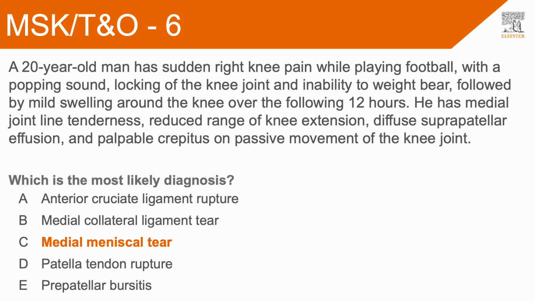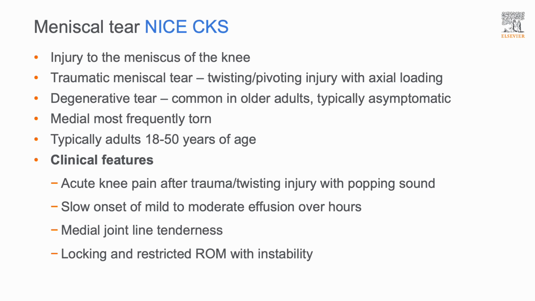The correct answer is C, a medial meniscal tear. A meniscal tear describes injury to the meniscus of the knee. Traumatic meniscal tears typically relate to twisting or pivoting injuries with axial loading, common in sporting professionals. A degenerative tear is very common in older adults and is typically asymptomatic and picked up incidentally on imaging. The medial meniscus is most frequently torn, typically in adults between 18 to 50 years of age.